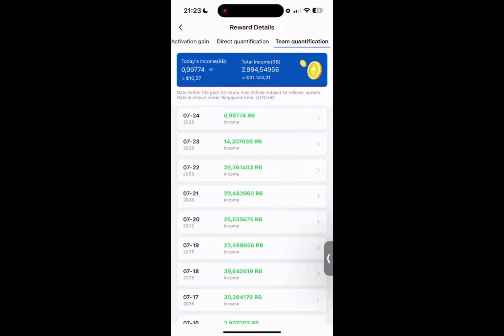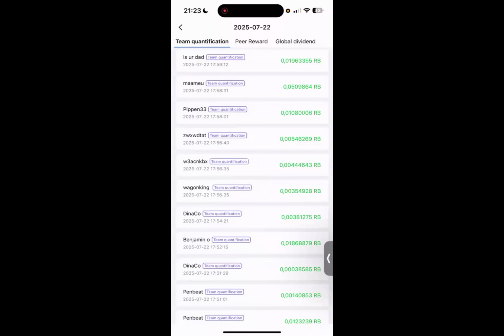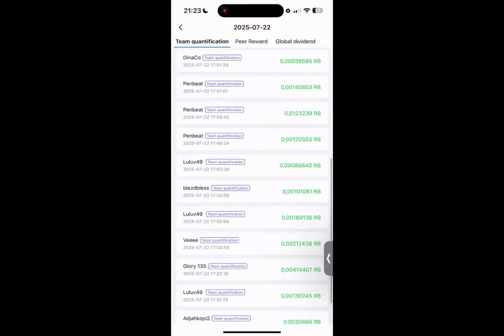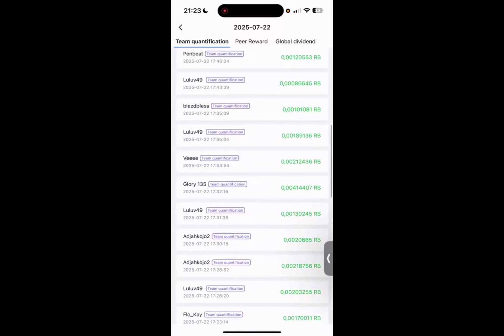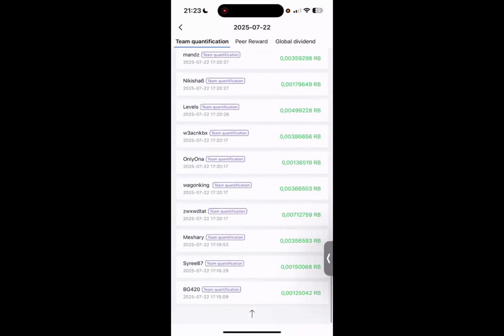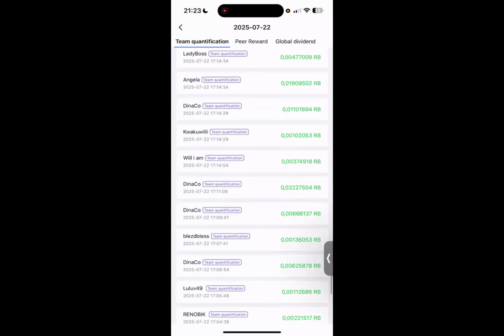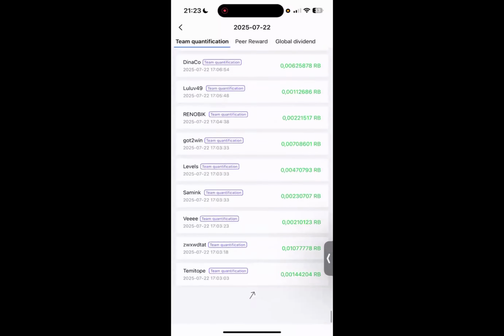Now let's go to team. So team quantification is your team members that are trading that you are qualified to earn from. If your team member or your downline is ahead of you in rank, you don't earn from them, unless you're on the same rank or they are below you before you earn from them, which is good, because I cannot outrank you and you still be earning from me. Lie, it's not supposed to be done.